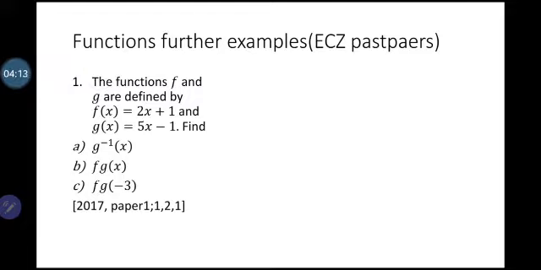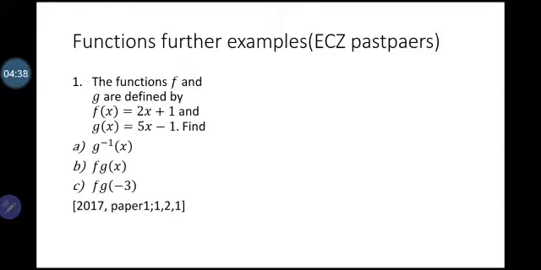Example 2 comes from 2017 past paper 1, and the marks were awarded A with 1 mark, B with 2 marks, and C with 1 mark. So the functions f and g are defined by 2x plus 1 and 5x minus 1 respectively. Find g inverse of x.